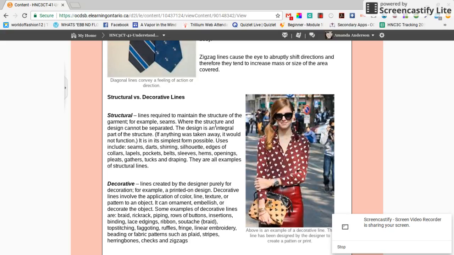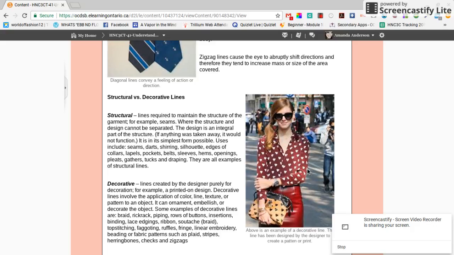So when you are talking about structural lines, you're talking about things that are sewn into clothing. So like the edge of a collar, or a pocket, or a hem, or a pleat. Structural lines are parts of the garment that are sewn in and make a line. So you can see her V-neck there, that's a structural line.